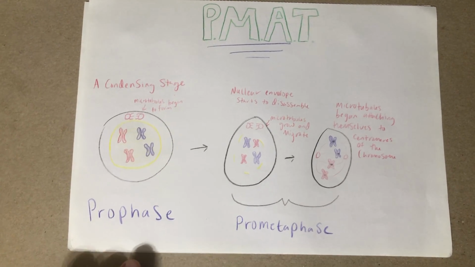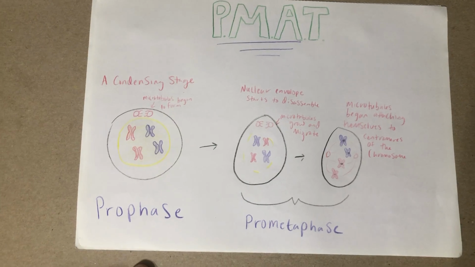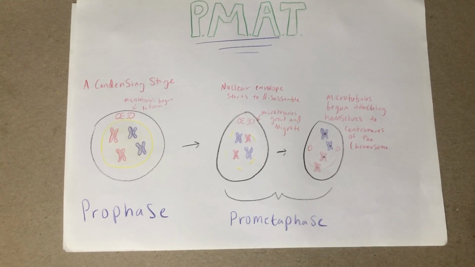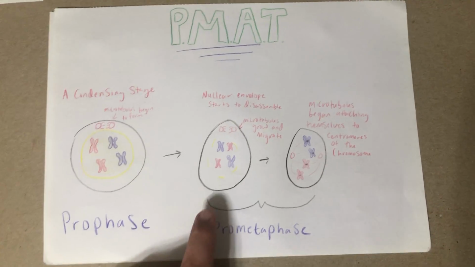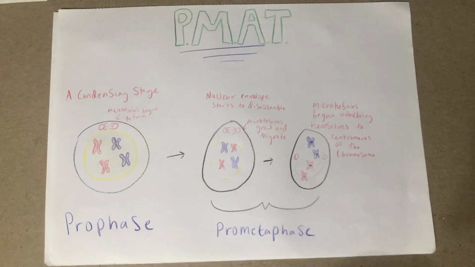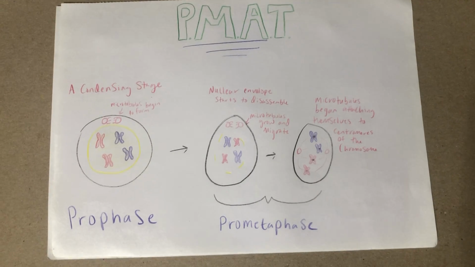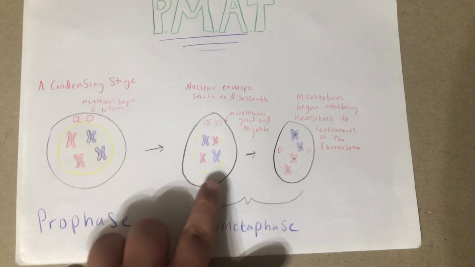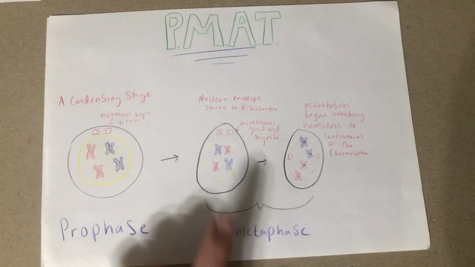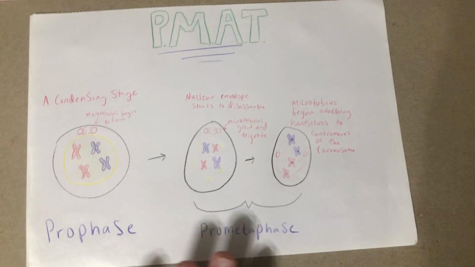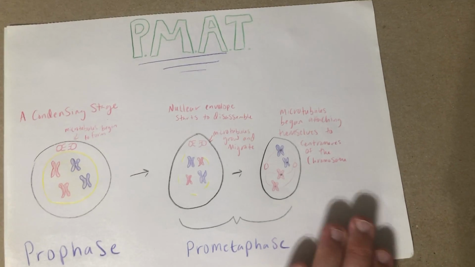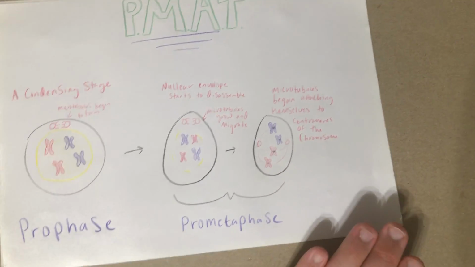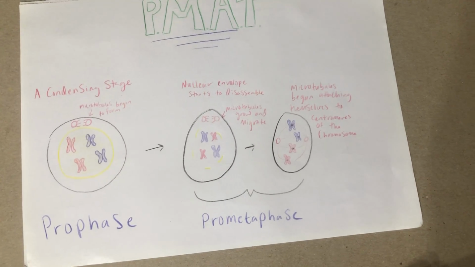Beginning with prophase, it's known as a condensing stage, and the microtubules grow even more and become more apparent. Now we have prometaphase, which is a stage between prophase and metaphase. The nuclear envelope, which is the envelope around the nucleus, starts to disassemble, and the microtubules grow even larger and begin to migrate to the cells. At the end of prometaphase, the microtubules begin attaching themselves to the centromeres of the chromosomes and start to tug on them.